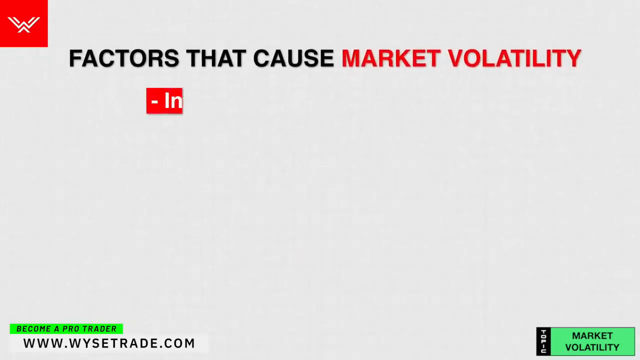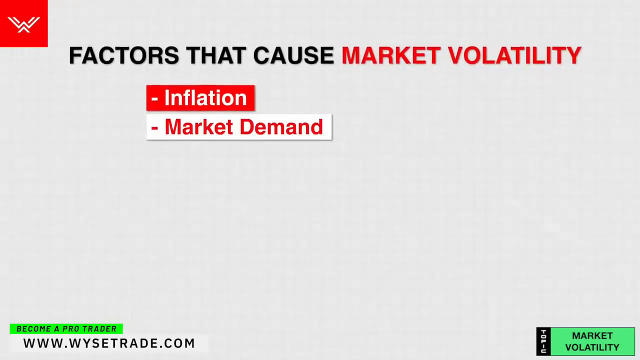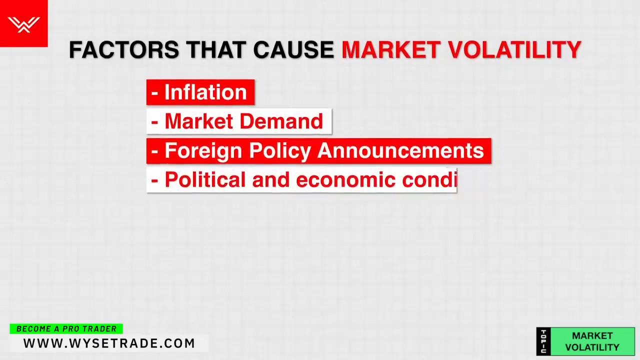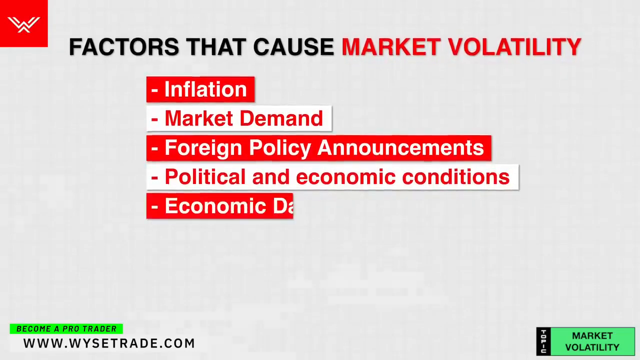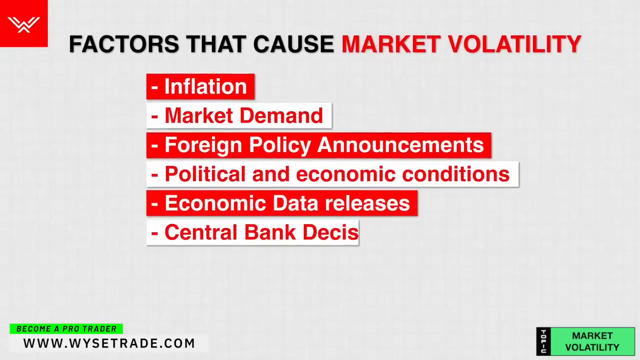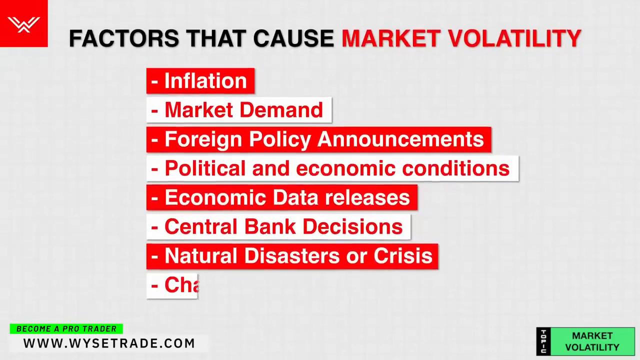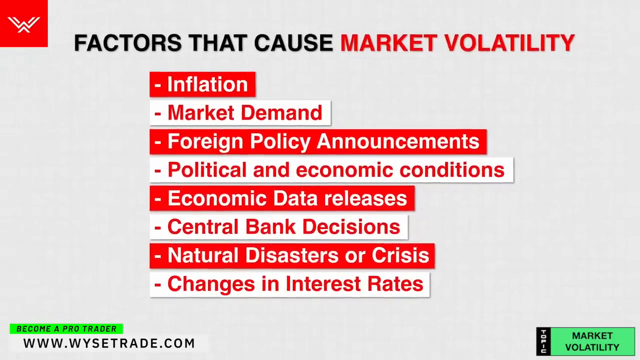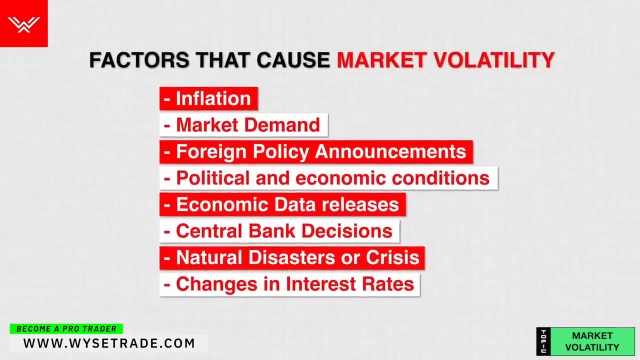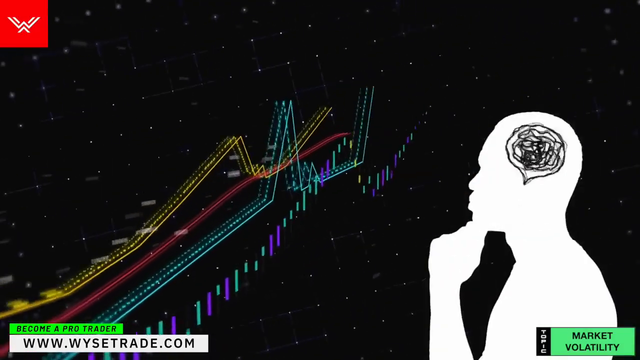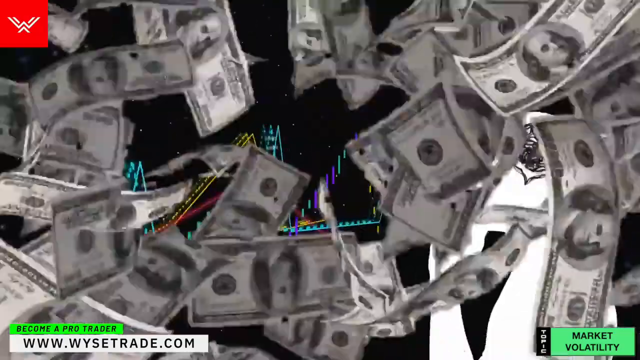Things like inflation, market demand, foreign policy announcements, political and economic conditions, economic data releases, central bank decisions, natural disasters or crisis, changes in interest rates. With all these factors at play that cause swings in price, speculating on exchange rate fluctuations is one of the most common ways for individuals to make money trading in the forex market.